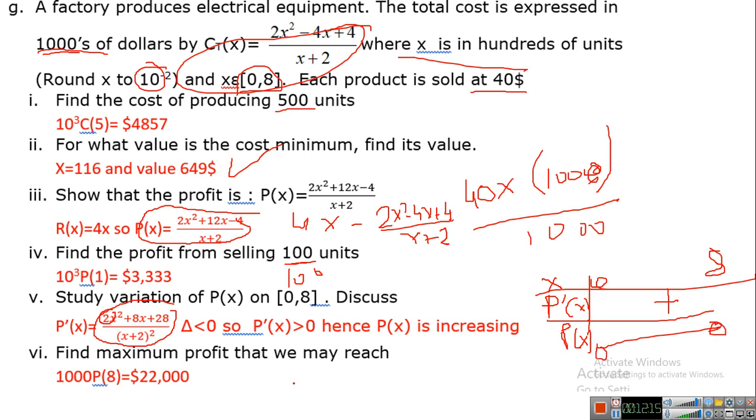Find the maximum profit that you may reach, because it's maximum, we don't have derivative equal to 0. Either at 0, if you do P of 0, you're going to get 28 over 4, or P of 8, the biggest one, so 1000 P of 8, which is the highest, because the function is going up. So from x equal 0 till x equal 8, the highest is at the point 8.